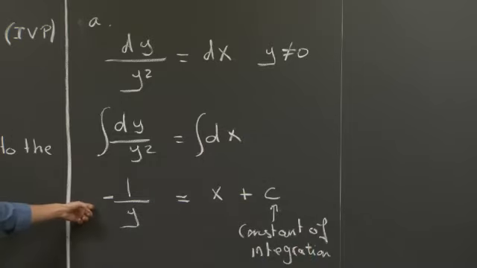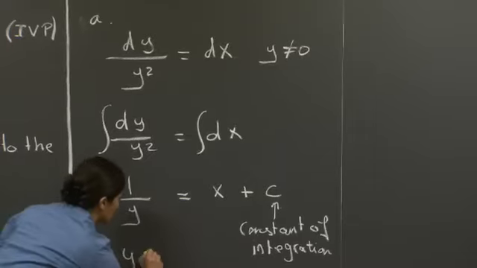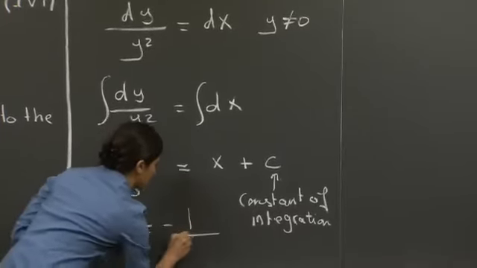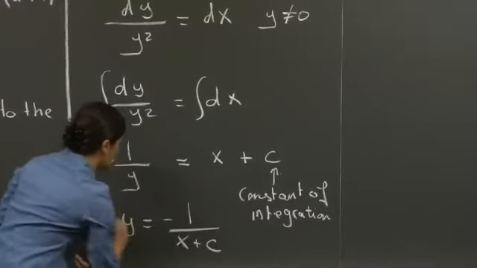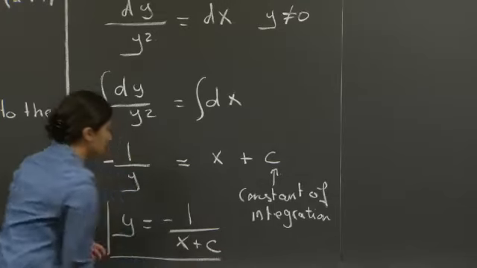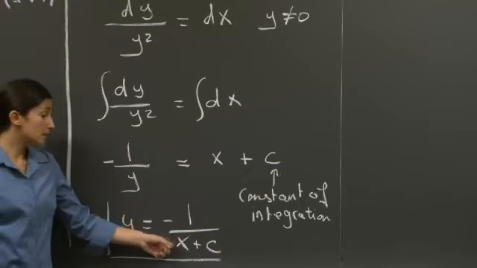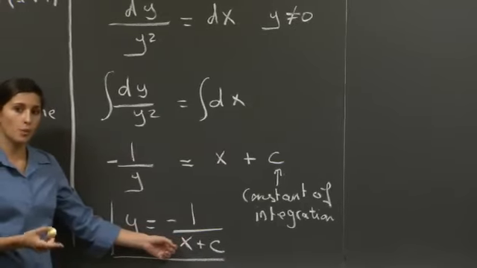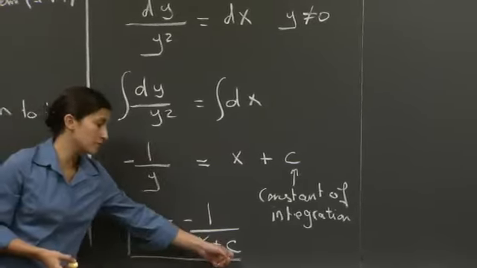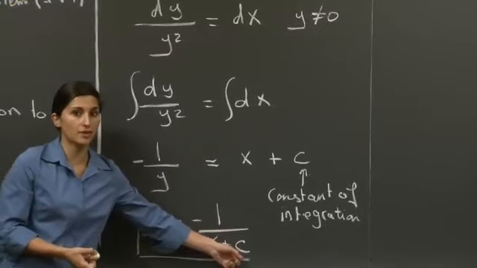From this point, given that we're interested in variable y, we need just to invert the expression. And that gives us a partial answer, which is y(x) equals minus 1 over x plus c. Now we need to use our initial condition, y(0) equals 1, to determine the value of c for this particular initial value problem.